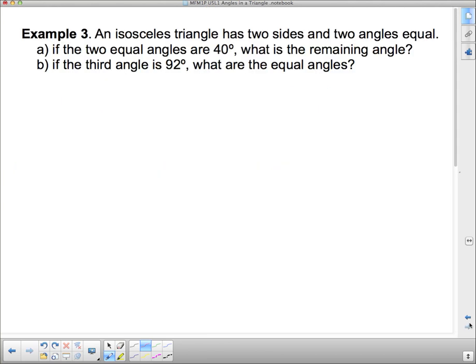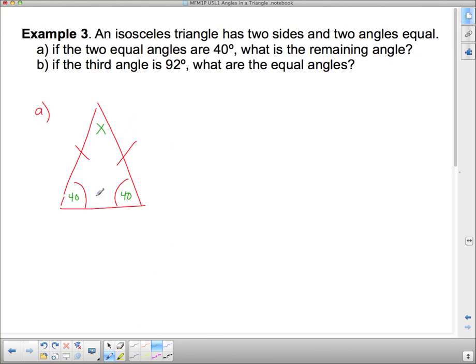Okay, next question. An isosceles triangle has two sides and two angles equal. If the two equal angles are 40, what is the remaining angle? So part A, there's no diagram here, so you should draw one. Triangle, it's isosceles. An isosceles triangle has two sides and two equal angles. Hopefully you remember that from your elementary school days. If the two equal angles are 40, so this is 40 and this is 40, and I want to find out the remaining angle, this one up here, I'm going to put a big X there. Okay, always draw a diagram.